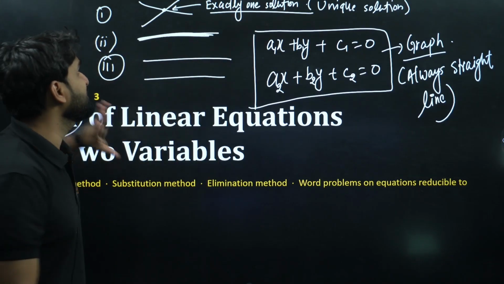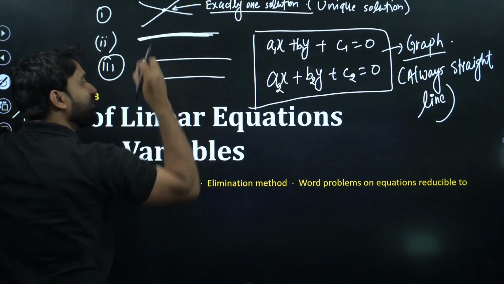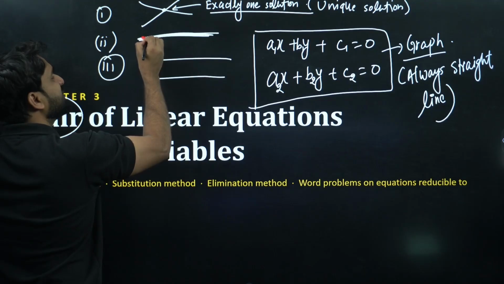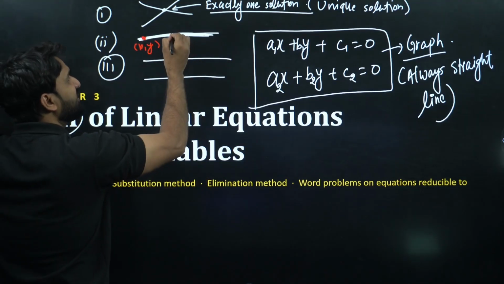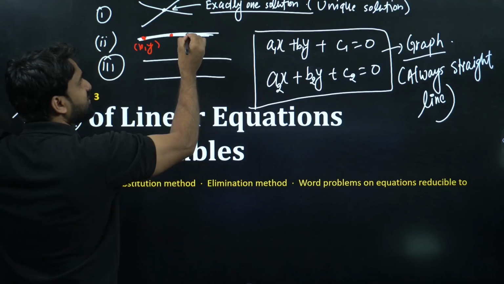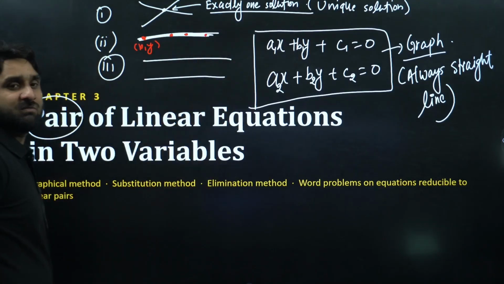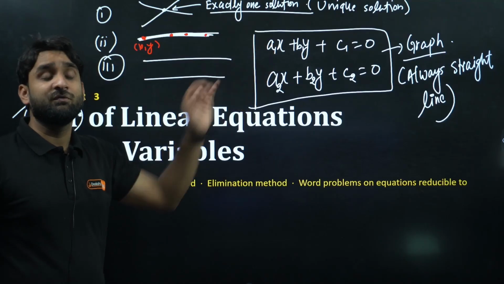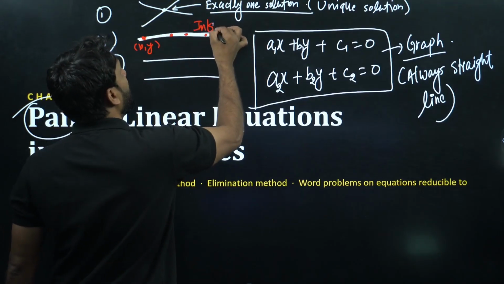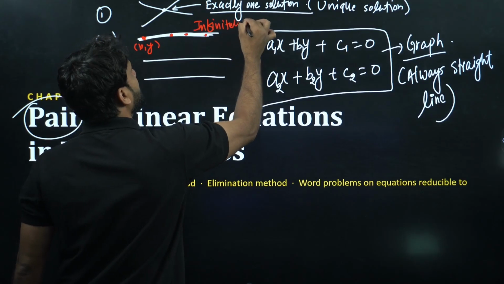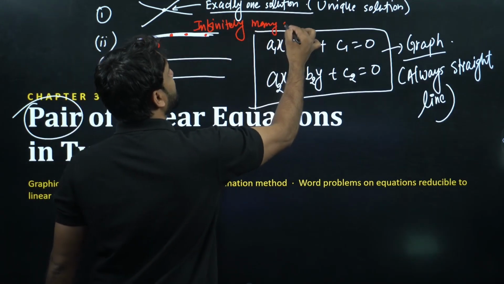But if they are coinciding each other, my dear, if the two straight lines are on each other, then if we take a point here, this xy will satisfy both the equations. So how many solutions will satisfy both the equations? Infinitely many solutions. So when the lines are coinciding each other, infinitely many solutions will be there.